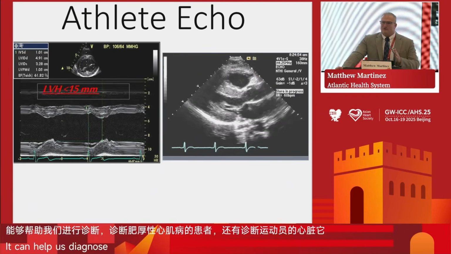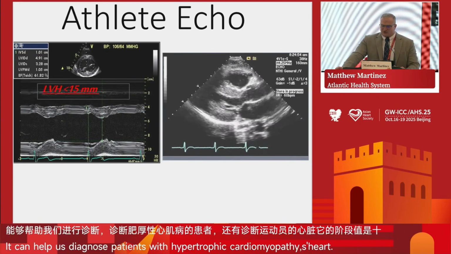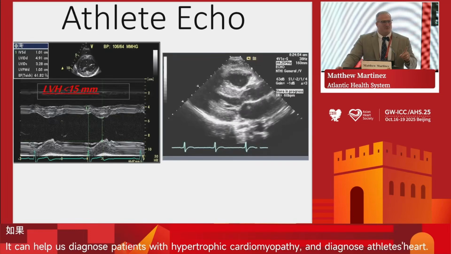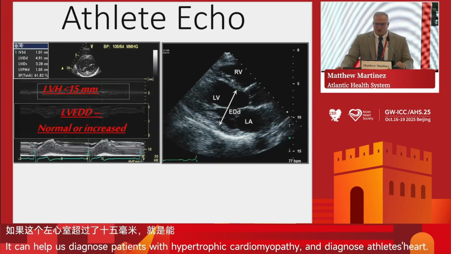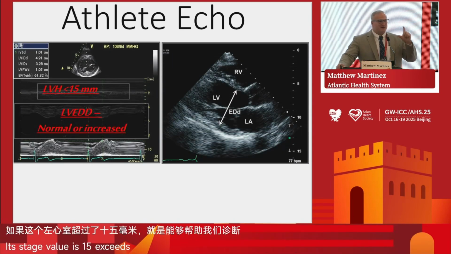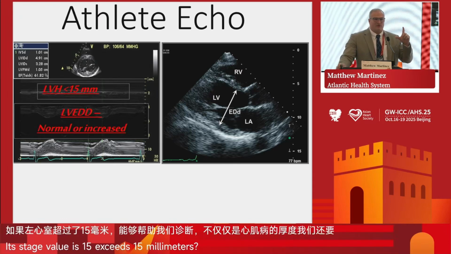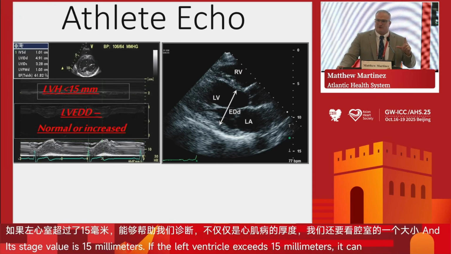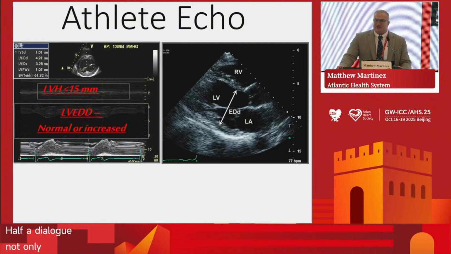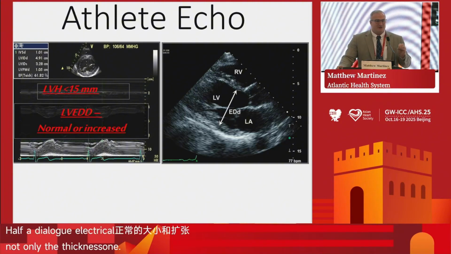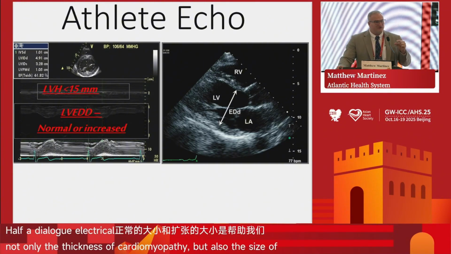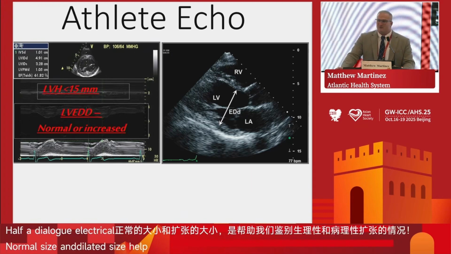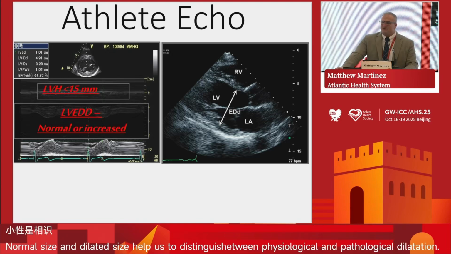So anything over 15 millimeters is pathologic until proven otherwise. But go a little deeper, not just the wall thickness, look at the chamber size. We'd expect a normal sized ventricle, and a dilated ventricle in more than half to be consistent with physiologic hypertrophy associated with an athlete. A smaller ventricle with a wall thickness of 14 or 15 millimeters is probably pathologic and should continue to be followed over time.